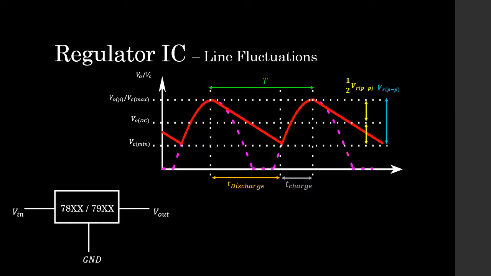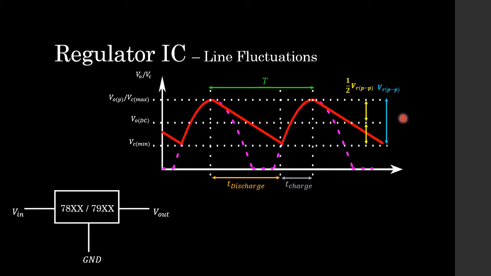Now, students, we all know that the purpose of our regulator IC is to maintain a fixed or constant DC output voltage at the V out and ground terminals. But we know that when we connect it to our capacitor filter, at our V in and our ground terminal, the voltage regulator is going to experience some line fluctuations. And these line fluctuations are caused by the capacitor filter output, which is shown here on this red curve. And we can see that that is due to this V ripple peak to peak.